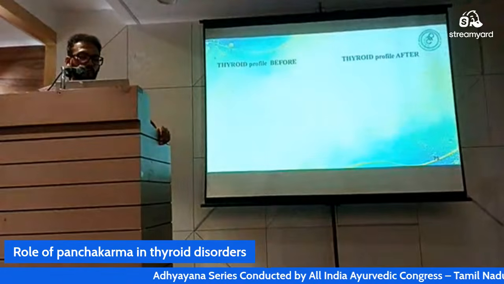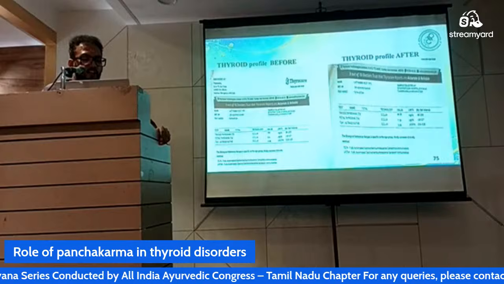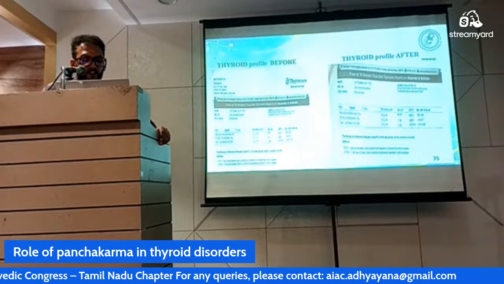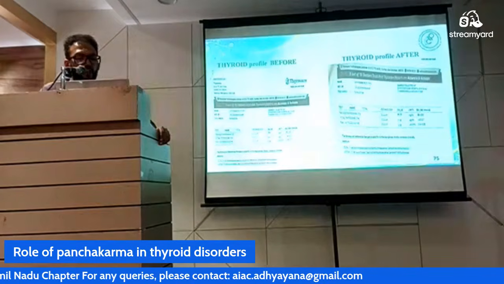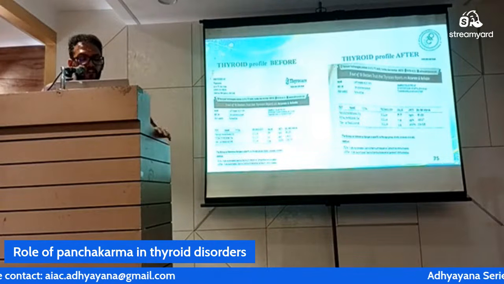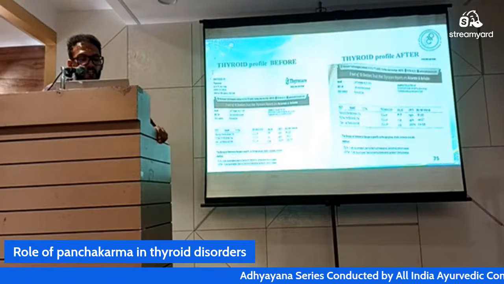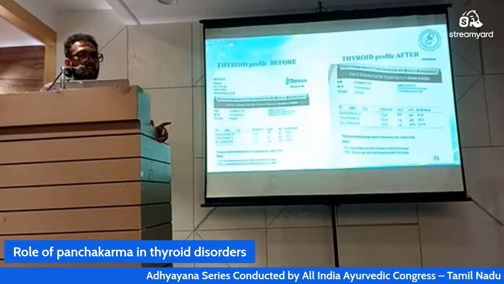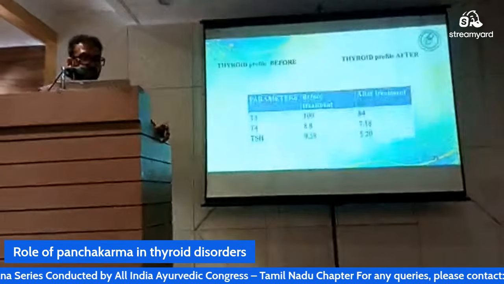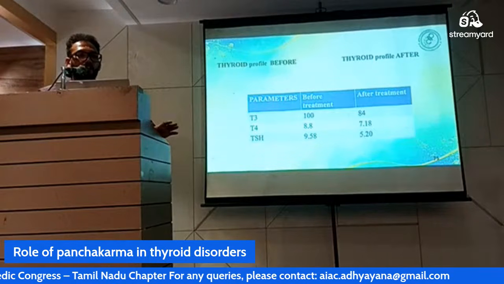This was the thyroid profile before and this was the thyroid profile after. T3 was 100, which reduced to 84. T4 was 8.8, which reduced to 7.18. TSH was 9.58, which gradually reduced to 5.20 immediately after the treatment itself. No follow-up medicines were given. Only after 14 days of Basti did we go for the test.